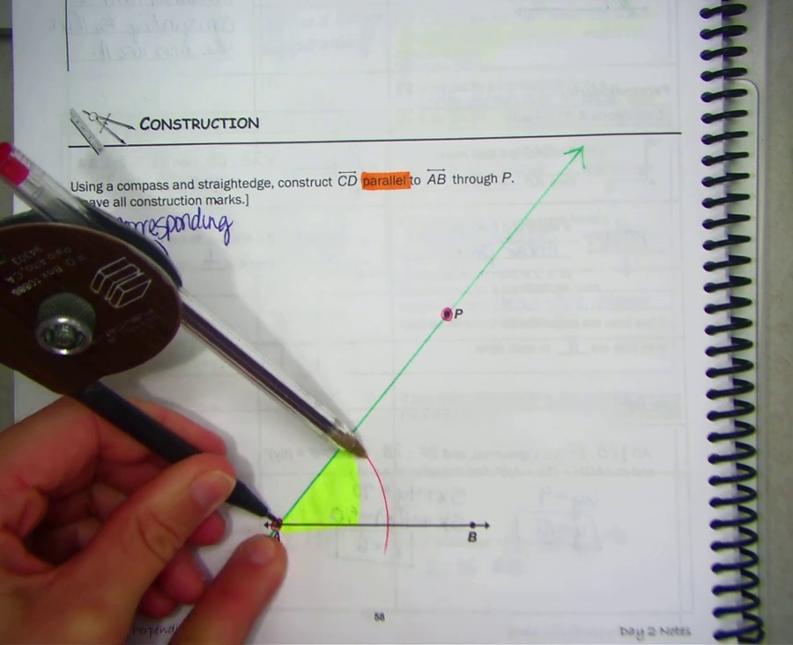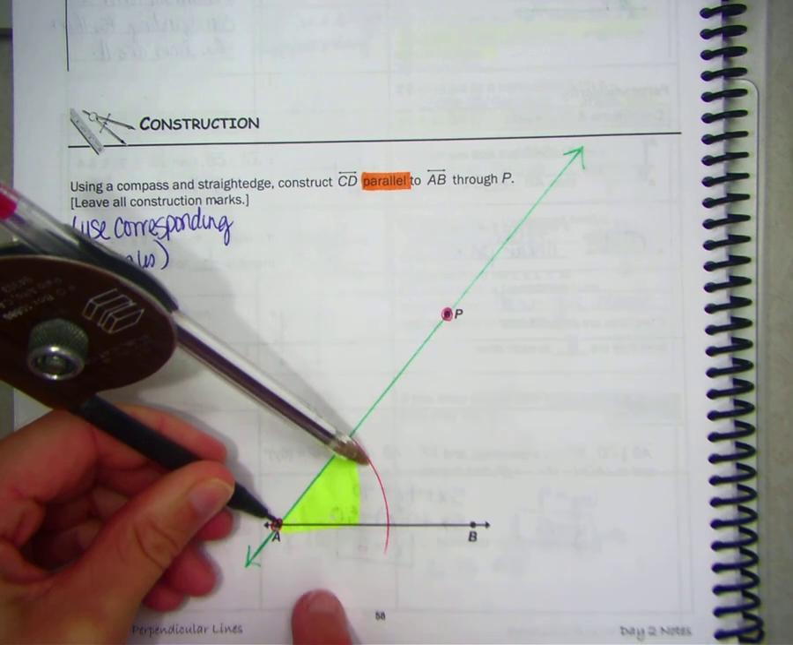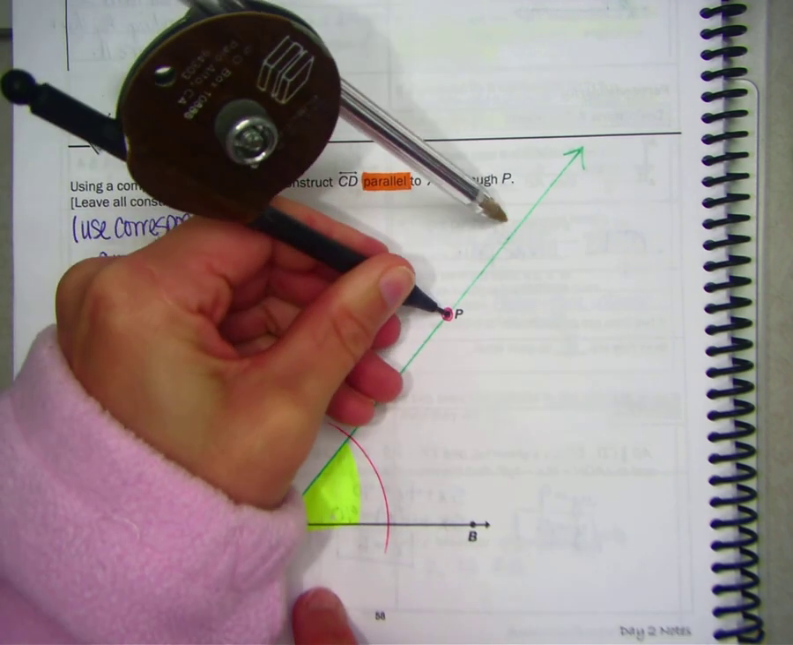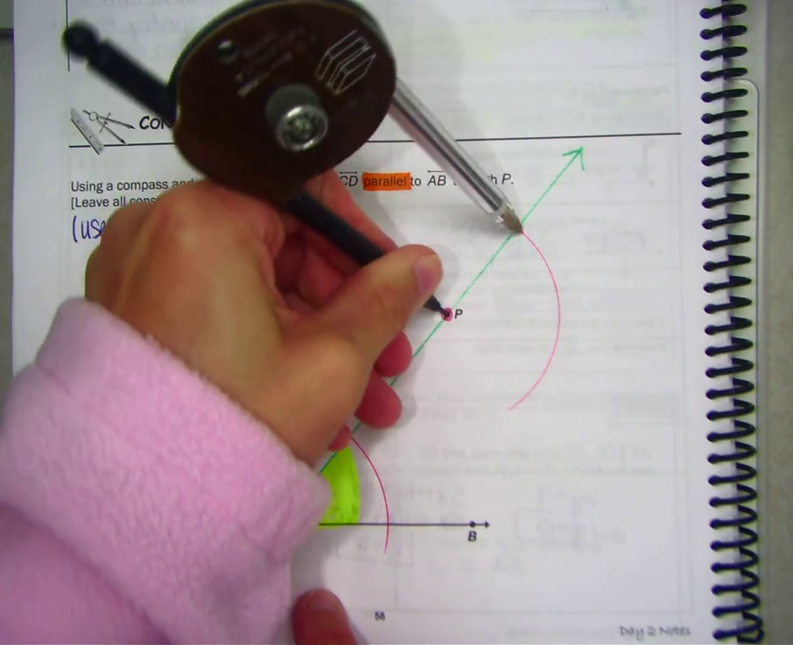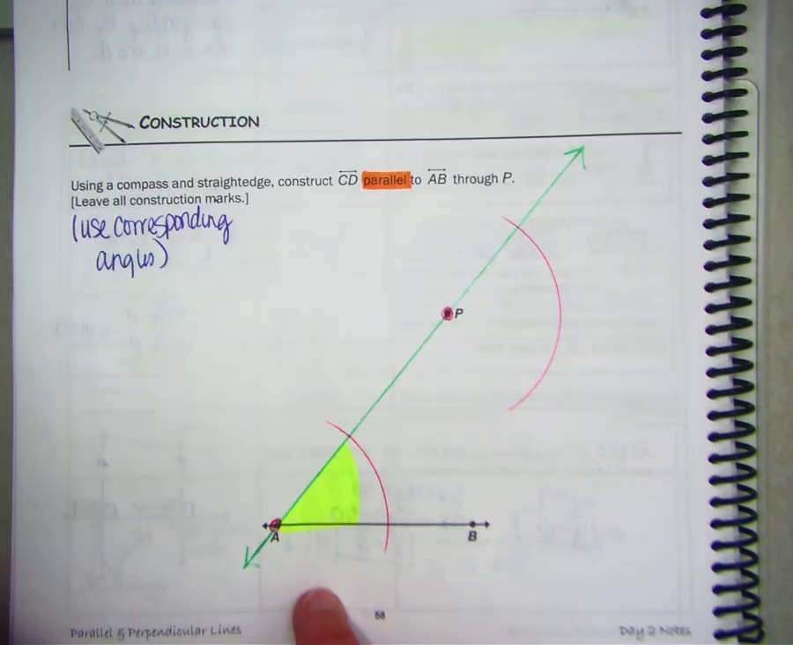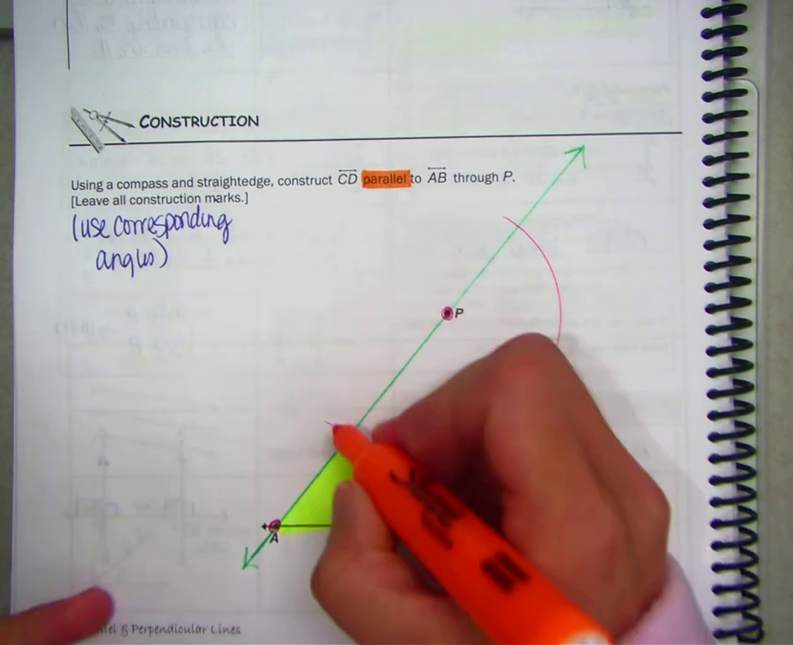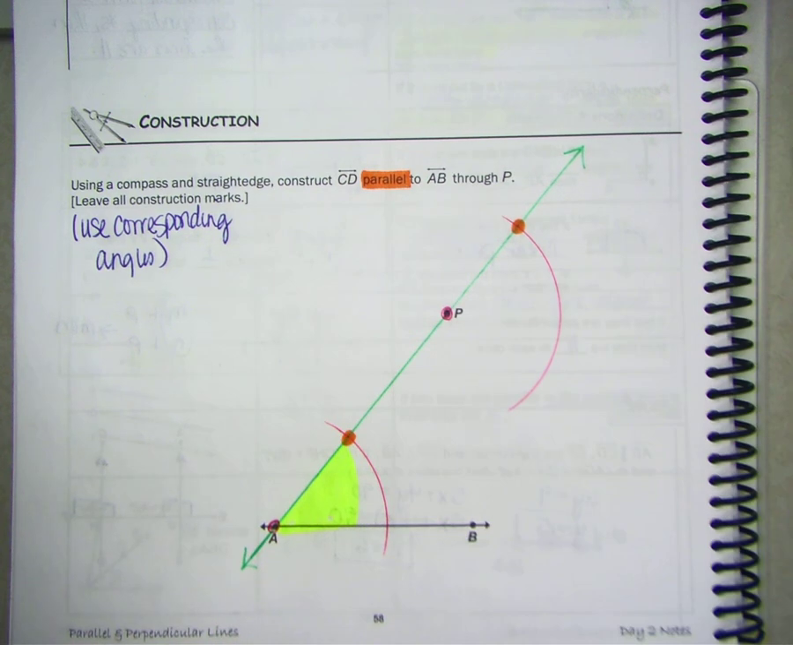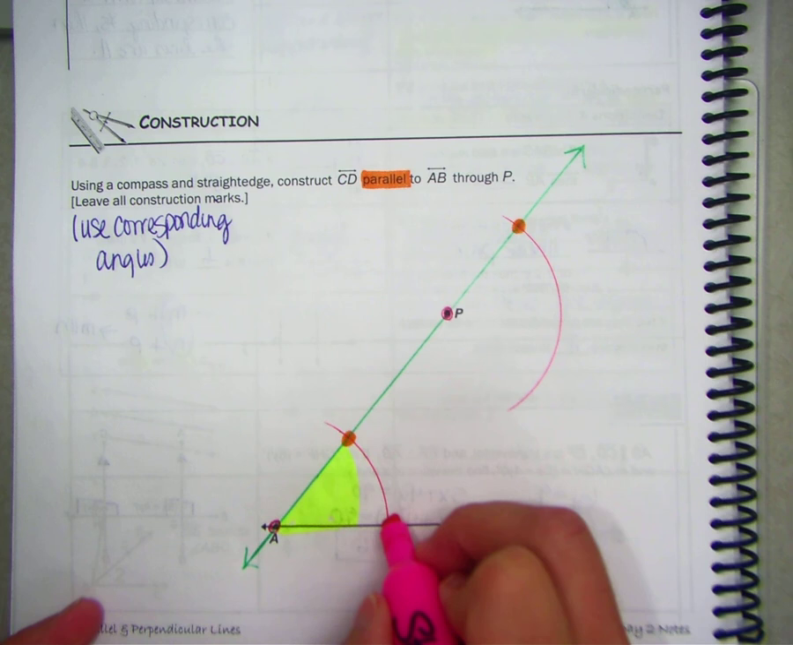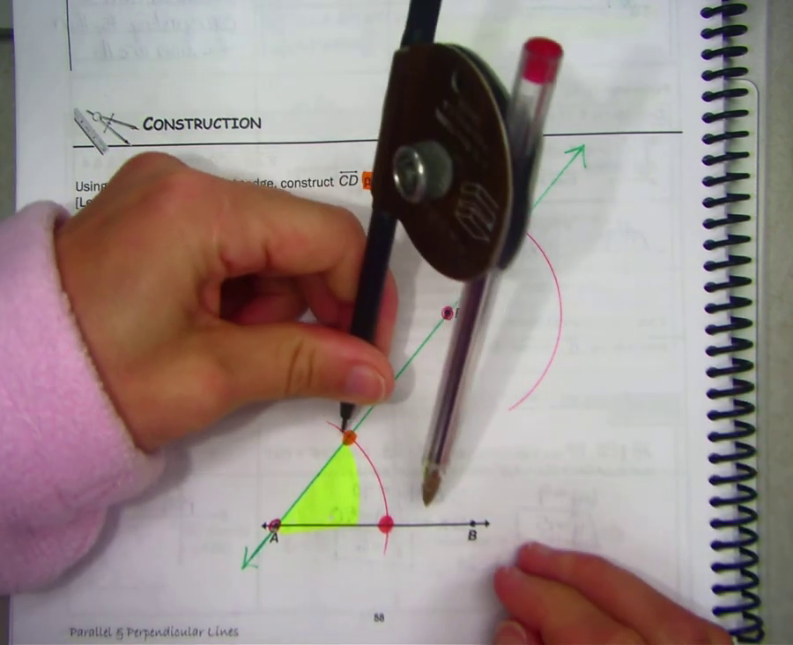Then I'm going to slide this compass point up to the new vertex where I want to copy the angle, which is going to be P. I'm going to draw the same size arc, or a little bit longer. It has to be at least the same size. Okay? So right now, this point matches up with this point. I need this point right here, that point in pink.